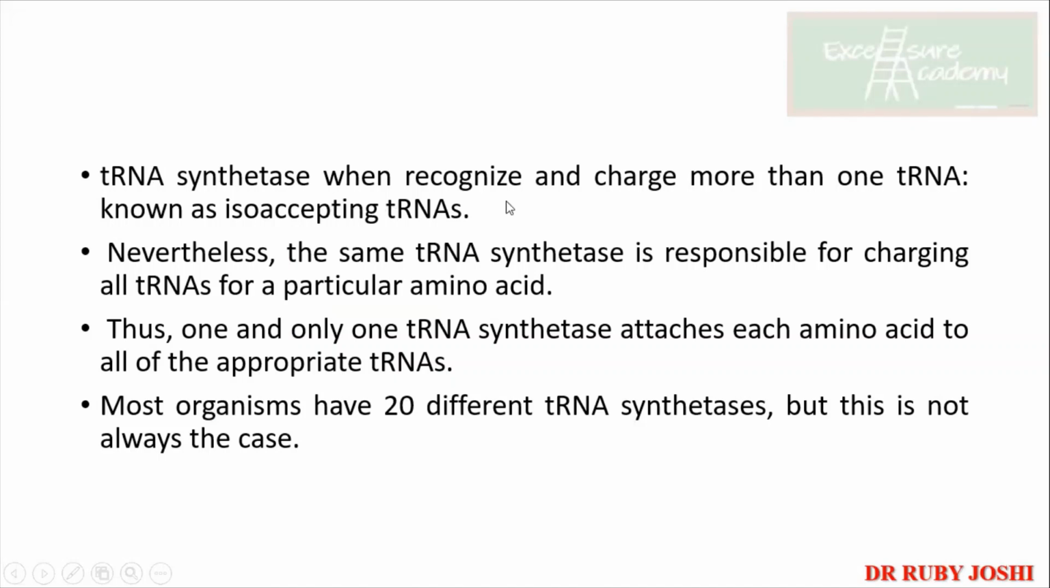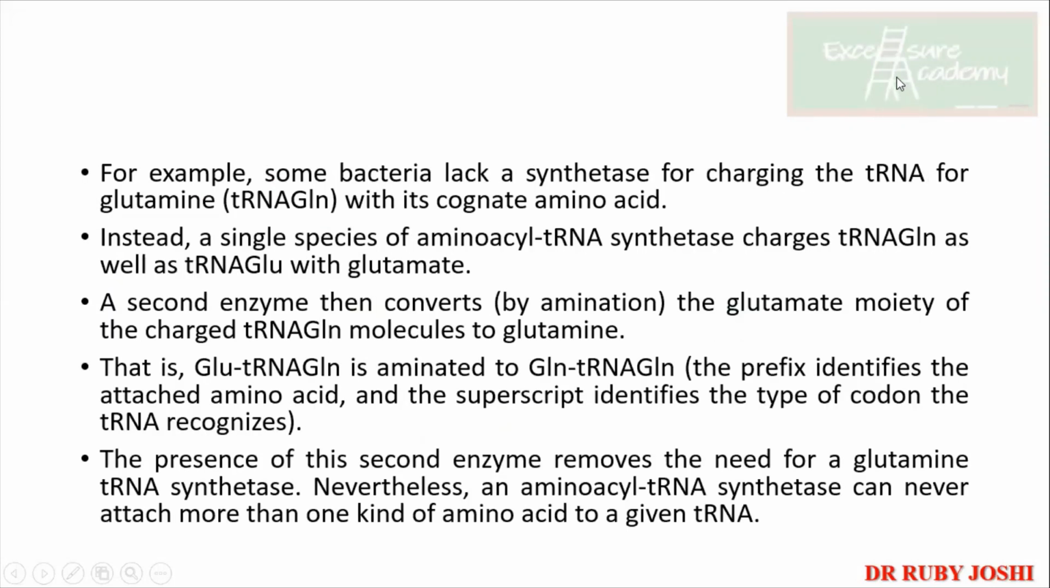Now, the tRNA synthetases, when they recognize and charge more than one tRNA, those are known as iso-accepting tRNAs. This is what I mentioned at the start of the lecture. Nevertheless, the same tRNA synthetase is responsible for charging all tRNAs for a particular amino acid. Thus, one and only one tRNA synthetase attaches each amino acid to all of the appropriate tRNAs, and so most organisms will have 20 different tRNA synthetases instead of 61. But this is not always the case. We have certain peculiar scenarios where only one synthetase is charging all the tRNA molecules.